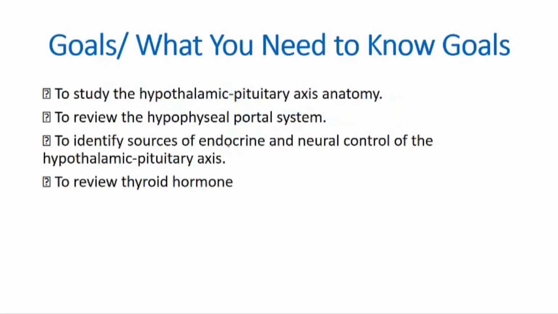Let's look at the goals for this chapter. Our goals are to study the hypothalamus-pituitary axis anatomy, to review the hypophyseal portal system, to identify the sources of endocrine and neural control of the hypothalamic-pituitary axis, and to review the thyroid hormone and how exactly thyroid hormone is also linked with the hypothalamic-pituitary axis and how it's regulated.